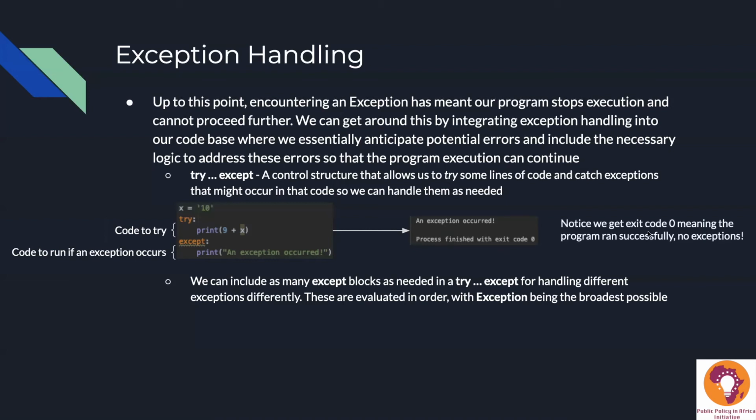So notice we get an exit code 0, meaning the program ran successfully, no exceptions. An exception did occur, but we handled it. We caught it in our except block, and we did something about it, and we just printed an exception occurred.